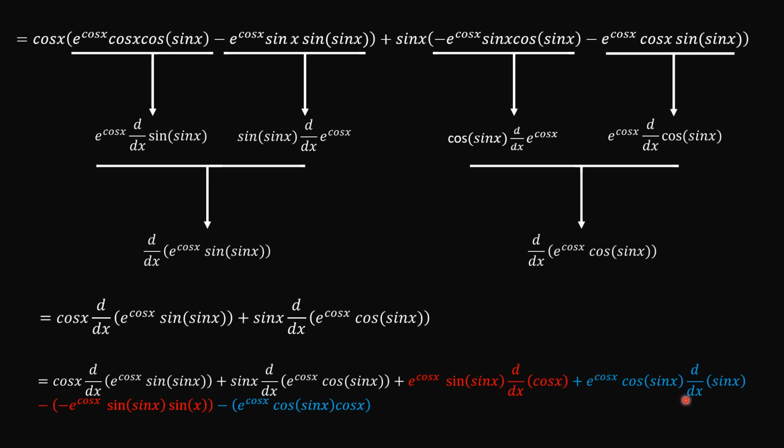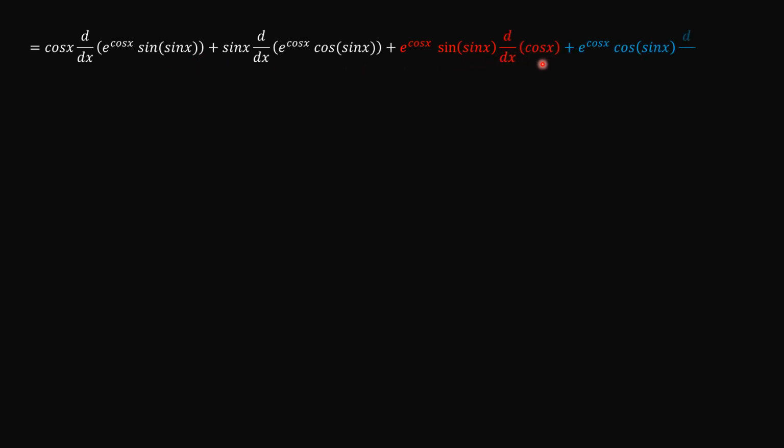And again, for the second added term here, we subtract e^cos x cos x cos x, where the derivative of sin x is cos x. So this allows us to now do a couple of things. Now, because we have the derivative of e^cos x sin x, and then we also have the derivative of cos x.